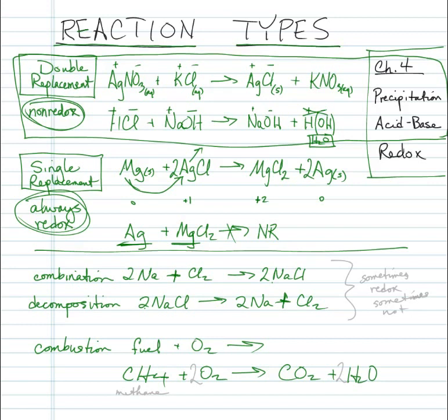In this case, to balance it, we need to stick a 2 in there and a 2 in there. So this is methane, which is what you burn in your furnace if you have a natural gas furnace. But this is combustion. And do we have an element by itself? Why, the oxygen's by itself. So, of course, this is, again, a redox.